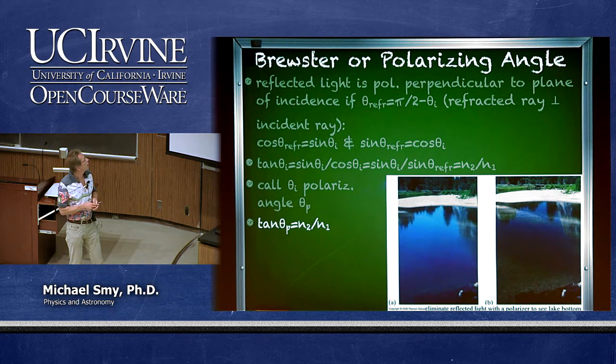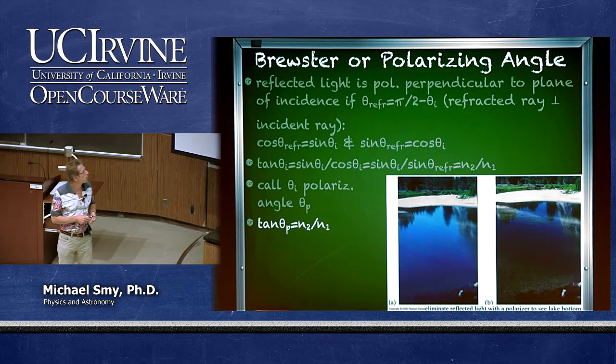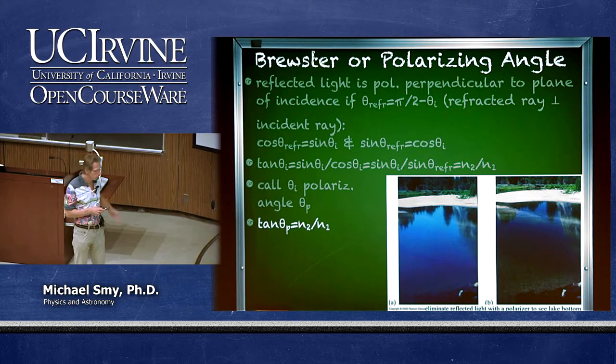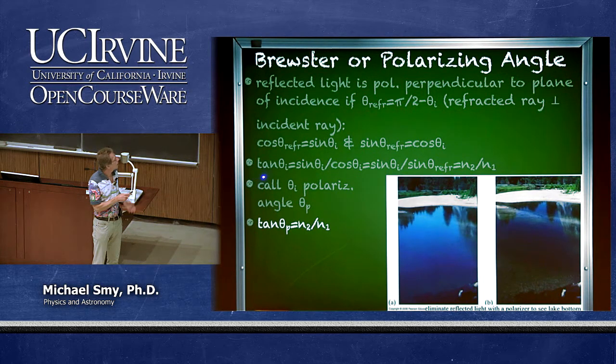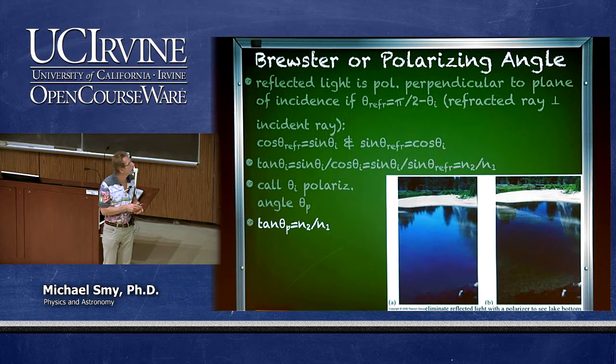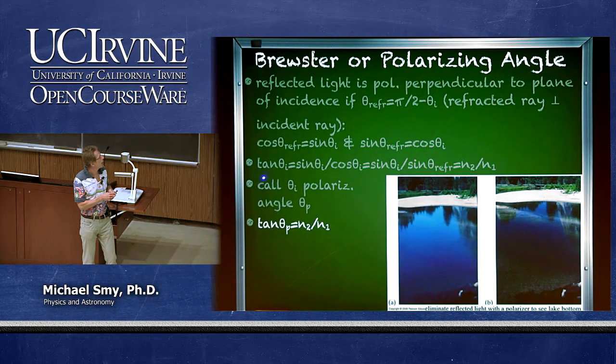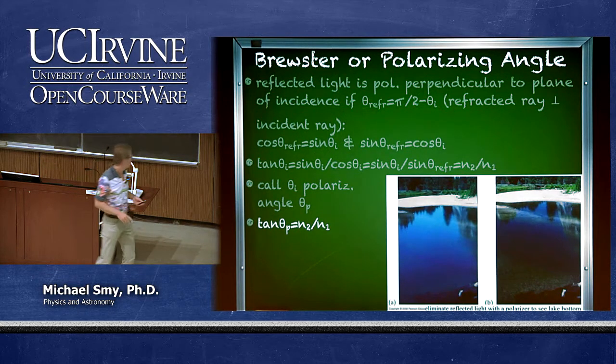Now, if we want to know what is this magic angle where polarization is 100%, which is sometimes called the polarizing angle or the Brewster angle, then we can look at the tangent of the incident angle, which is the sine of the incident angle over the cosine of the incident angle, or the sine of the incident angle over the sine of the refracted angle. And then we apply Snell's law, and that gives us that this is n2 over n1. So, in other words, the tangent of this polarizing angle must be n2 over n1.